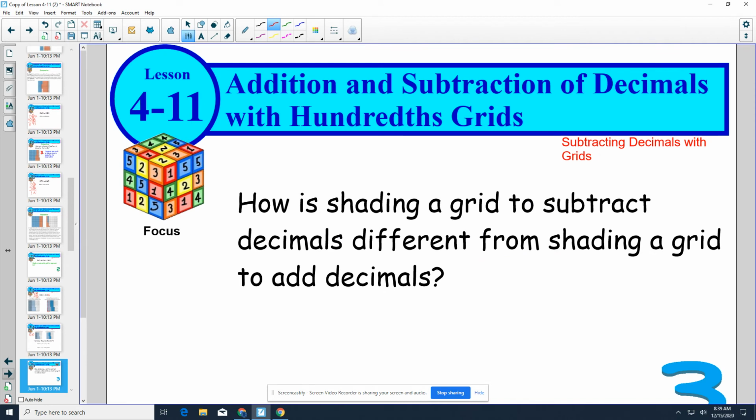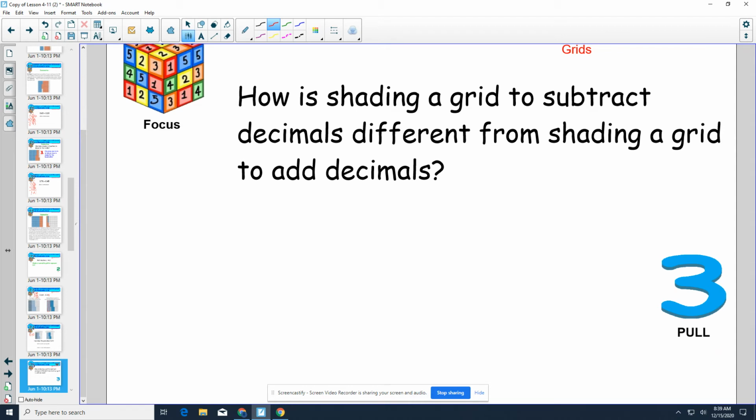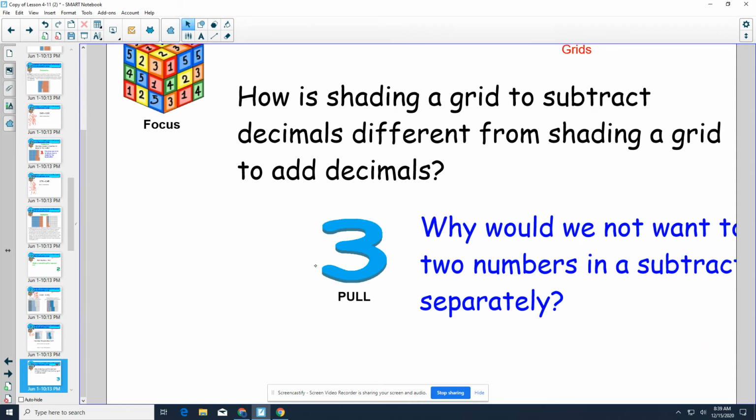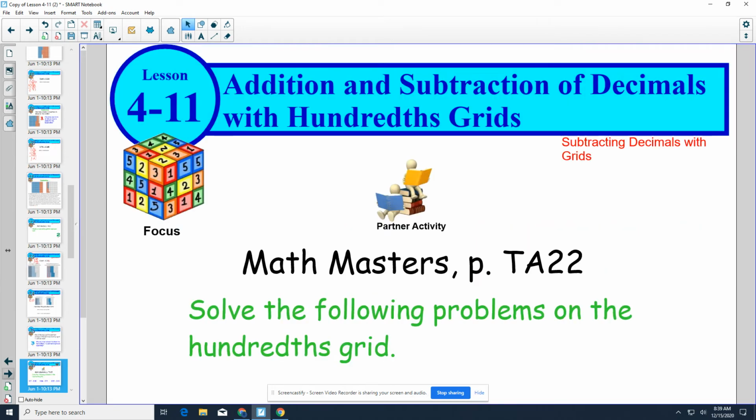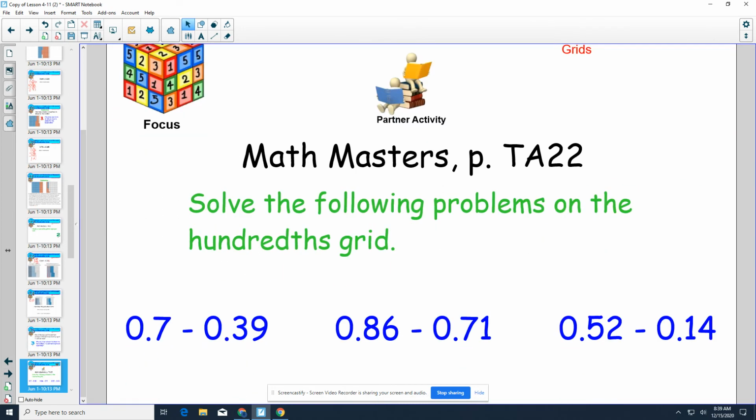So how's shading a grid to subtract decimals different from shading to add decimals? When I shade to add, I'm filling up more of my grid, whereas when I'm shading to subtract, I only fill in the first number, right? First number in there, and then I'm marking some of those off. So it's less shading, right? And more marking off there.